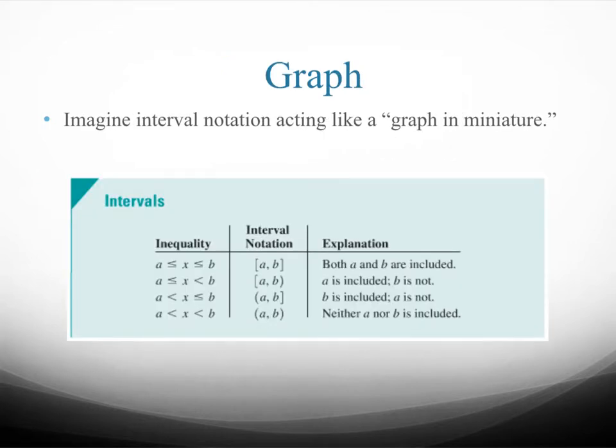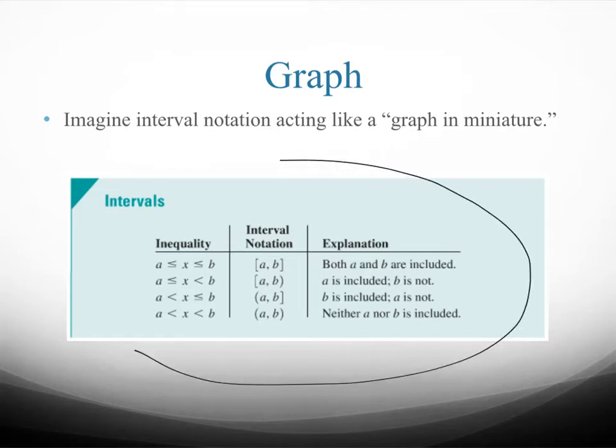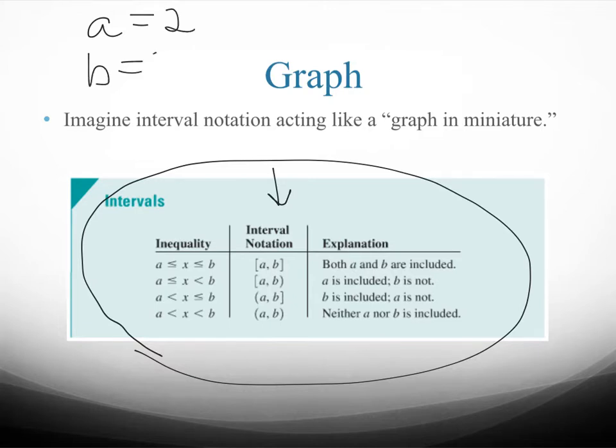So I want you to imagine interval notation acting like a graph in miniature. So you can see down here a brief summary of what the interval notation looks like for the equivalent inequality. So if I had that x was between a and b, and it was a less than or equal to, that would be the equivalent of bracket a, comma, b, close bracket. And the reason for that is I want you to think about what that looks like on the number line. So let's suppose that a is 2 and b is 3. So we have that x is between 2 and 3 and could include either 2 or 3.